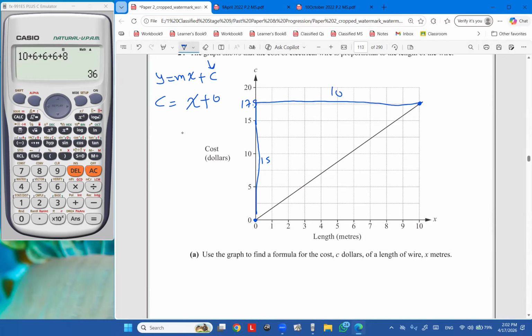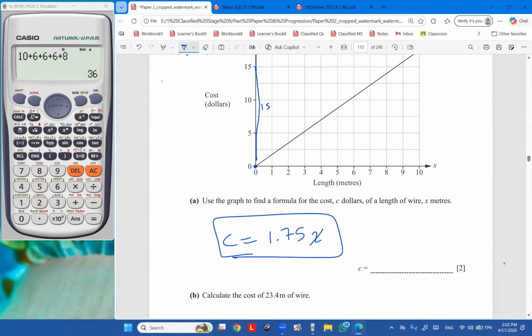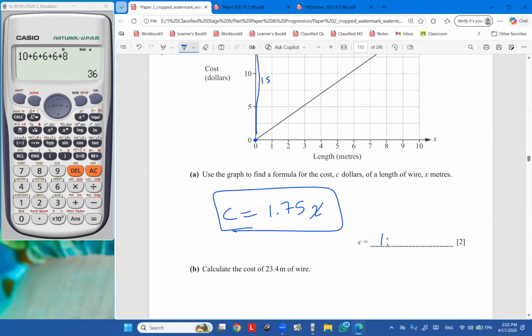Over run, which is 10. So it is going to be 17.5 over 10x, plus the y-intercept, which is 0. I don't actually need it there. So C equals 17.5 divided by 10, which is just 1.75x. This is the final formula. Plus 0, no need to add a 0 to something. It's just going to give you the same thing at the end. So C equals, as we agreed, 1.75x.